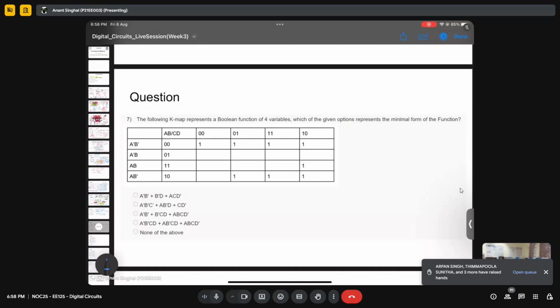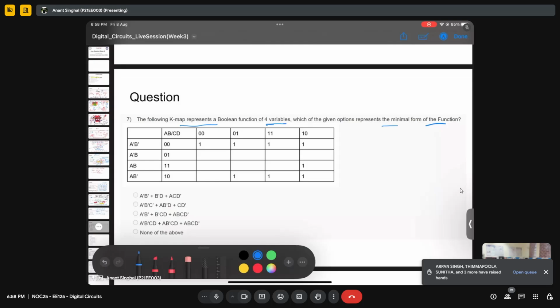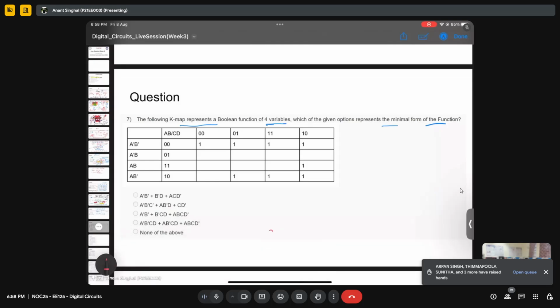Now it is asking: the following K-map represents a boolean function of four variables. Which of the following given options represents the minimum form? So I just tried to do that. Let me give you the easier way. Let's say this is A bar B bar. The way it is written is kind of confusing. This is A B, this is A B bar. This is C bar D bar, this is C bar D, C D, and this is C D bar. Basically this is the 4 cross 4.